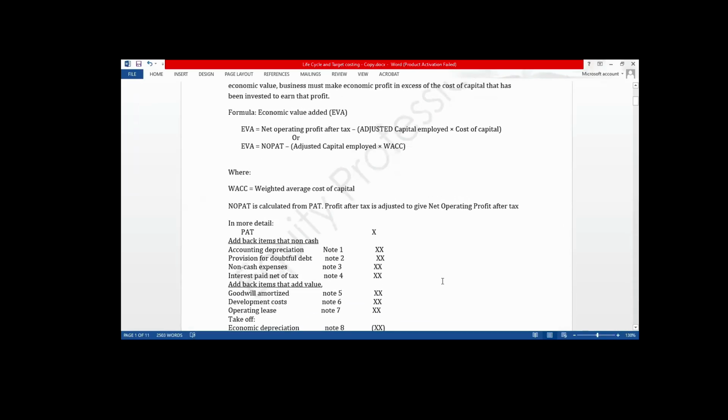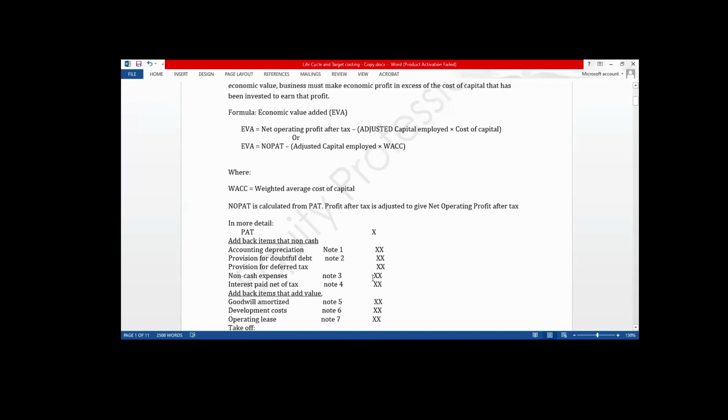Look at the board. You are going to add back accounting depreciation. You are going to add back provision for doubtful debt. Also, you are going to add back provision for deferred taxation, provision for deferred tax. If there is deferred taxation in the question, you are going to add it back. And all provisions must be added back.